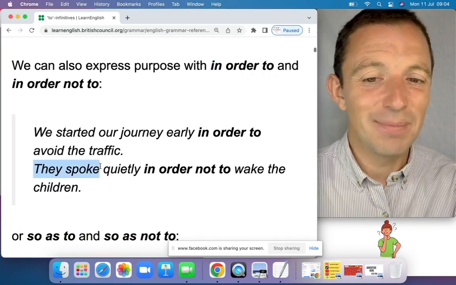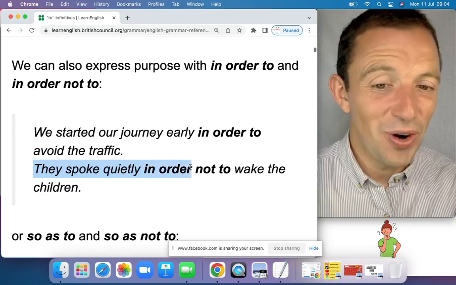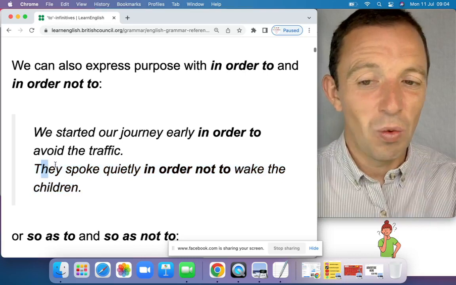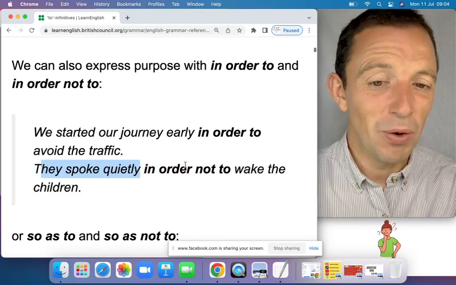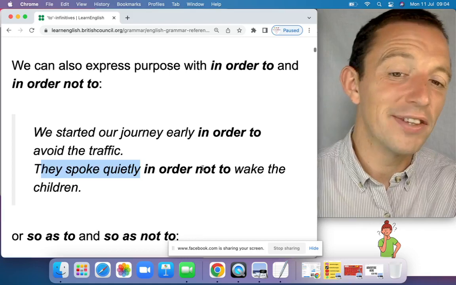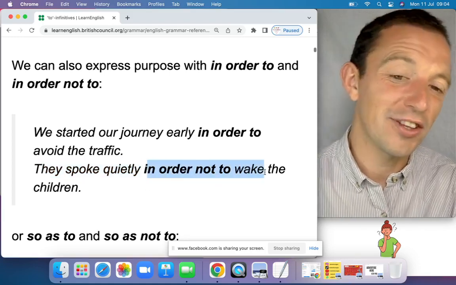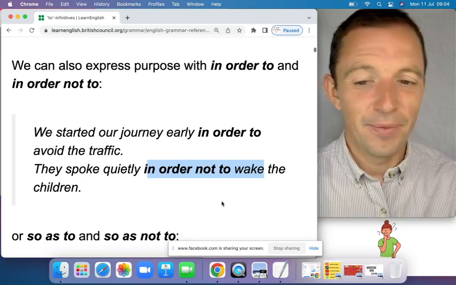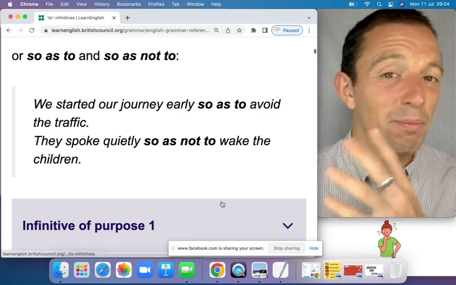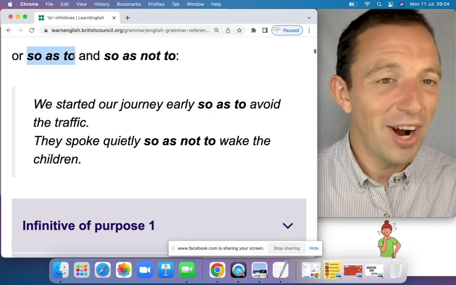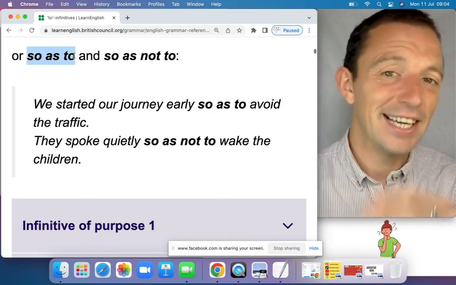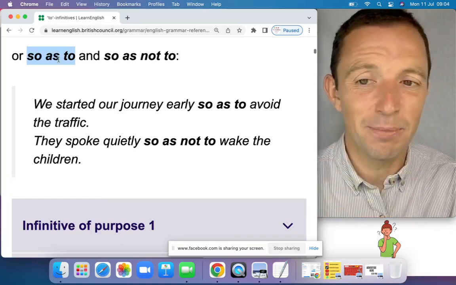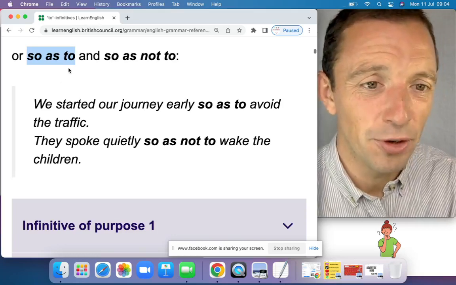Next, they spoke quietly in order not to wake the children. So they spoke quietly, but why? Why did they speak quietly? Well, they spoke quietly because they did not want to wake the child. So in order not to wake the child, that's the reason for not speaking loudly. And this is a little bit more proficient. This structure is more advanced and more proficient than in order to. I prefer in order to, because this is a little more complicated and a little more difficult, but it's exactly the same function.